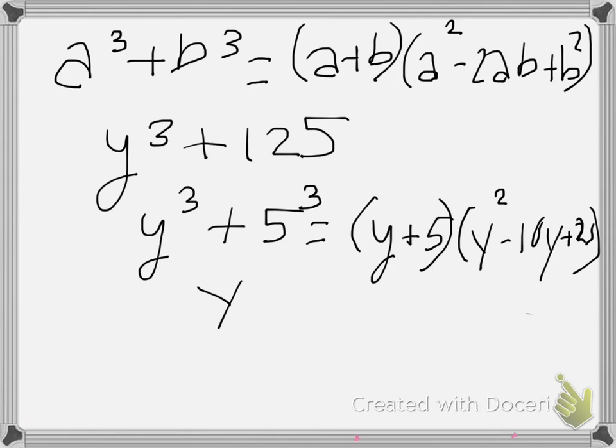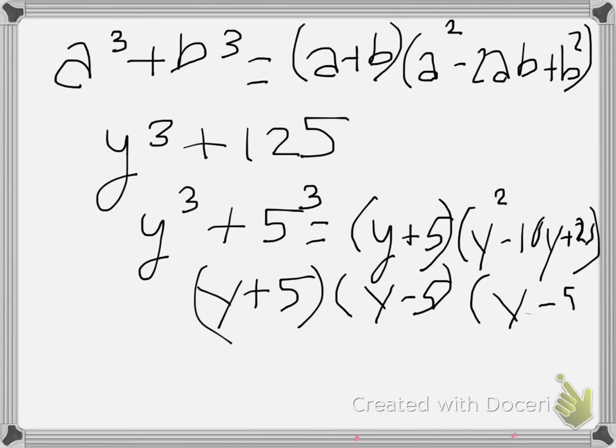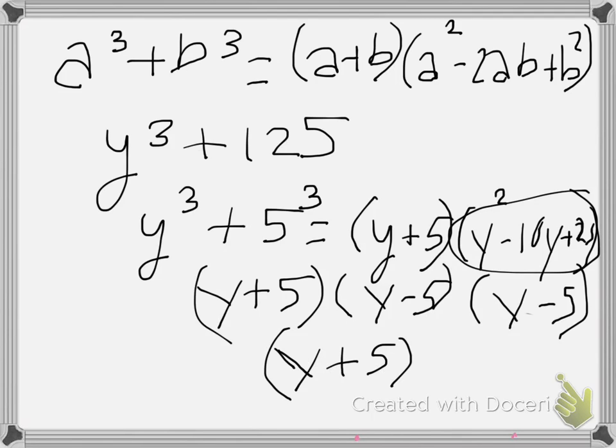And then y plus 5, y minus 5, and y minus 5, because all we're doing is taking this and we're foiling it, and it would now be y plus 5, y minus 5 squared.